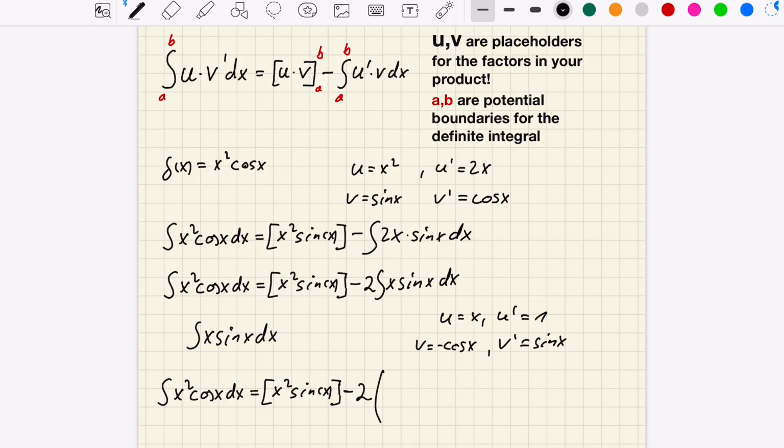So we are now left with u times v, which is minus x cosine x, minus the integral of u dash, which is 1, multiplied by v, this is minus cosine x dx.